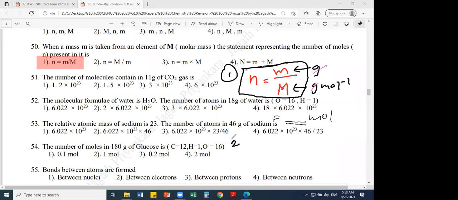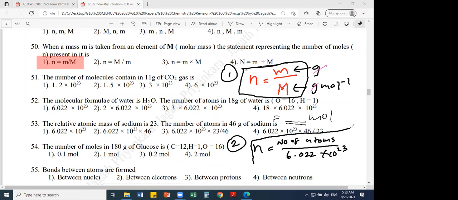Second equation to calculate number of moles: number of moles equals number of atoms or number of particles divided by the Avogadro constant, 6.022 times 10 to the power 23. This is actually for moles of atoms. But if you want to find moles of a compound or molecule, then you find the number of molecules over the Avogadro constant. That is the third equation. Please copy down all three equations to calculate the number of moles.